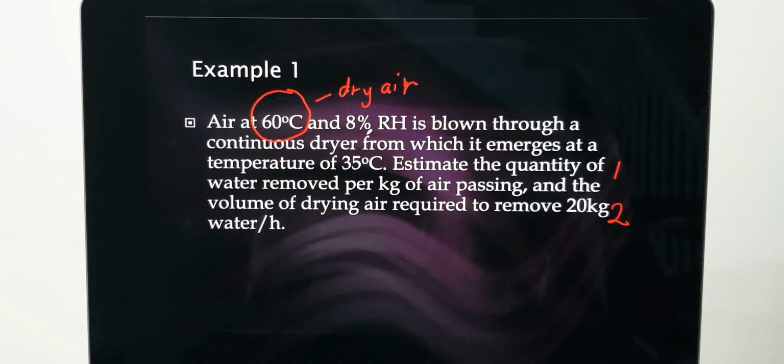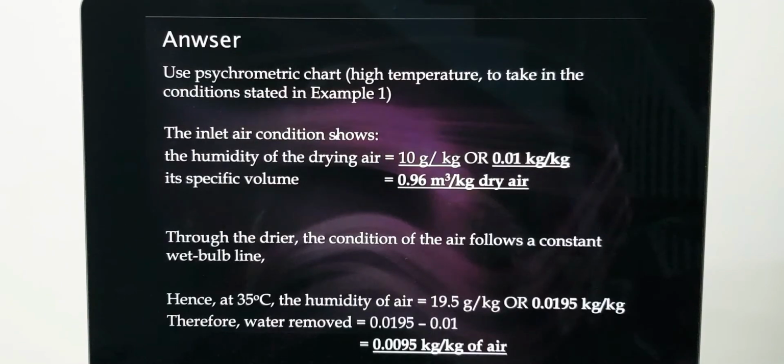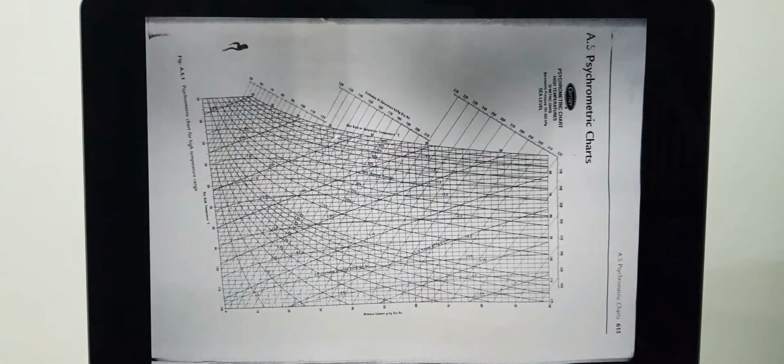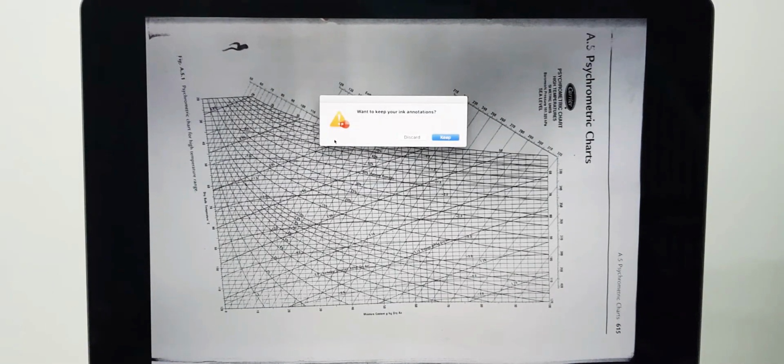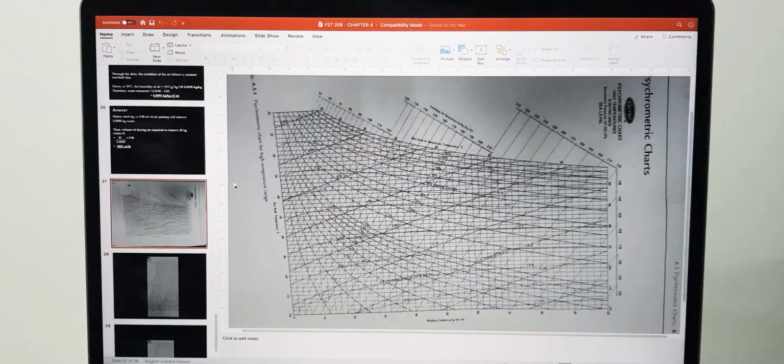Okay, the first thing first, you need to have your psychrometric chart in your hand. Please take a look at your psychrometric chart. Take out your psychrometric chart. Okay, so let's move on to the psychrometric chart first. For example, this one I show so that I can show you. Okay, now please have a look at your psychrometric chart.